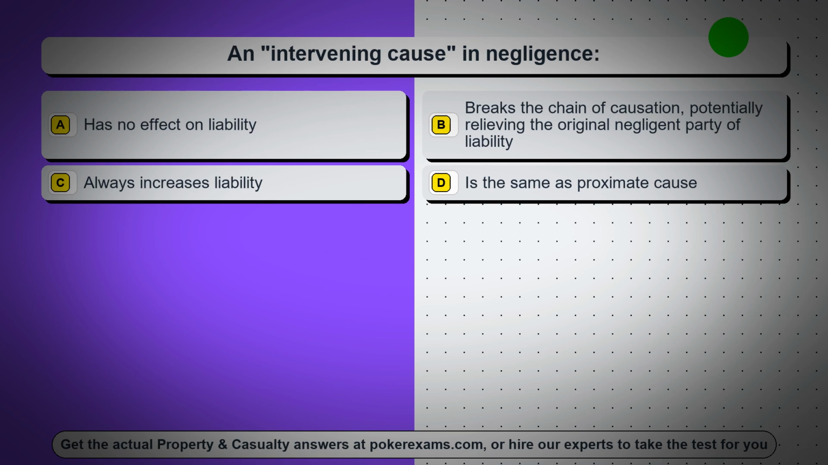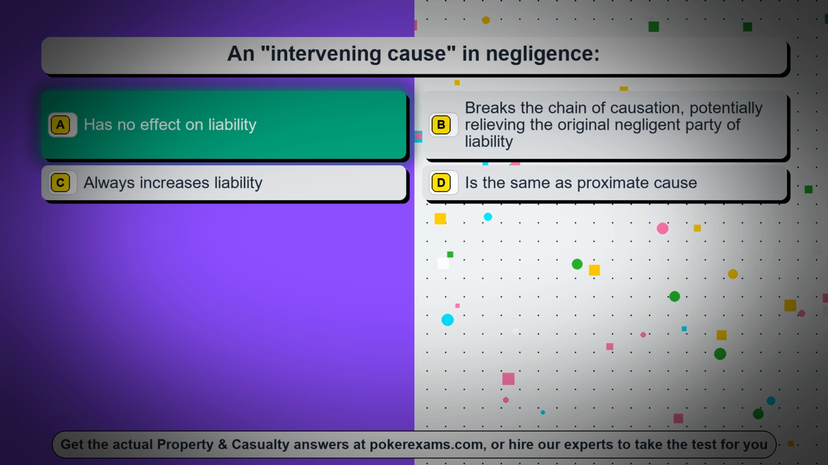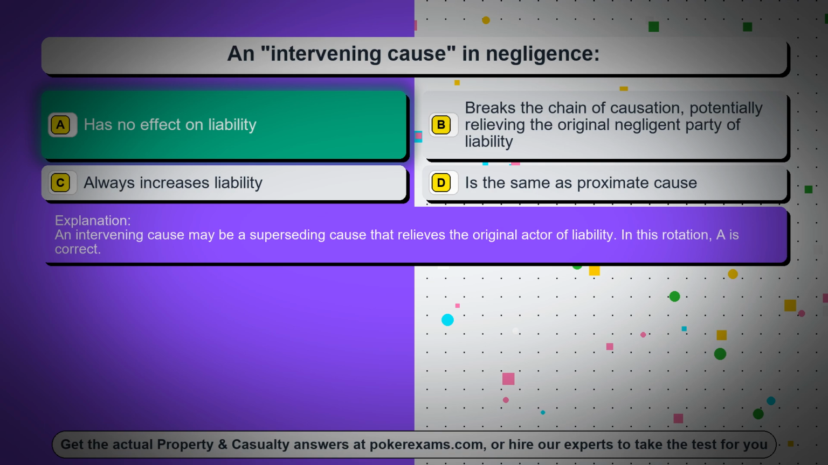Question 95. An intervening cause in negligence, option A, has no effect on liability, option B, breaks the chain of causation, potentially relieving the original negligent party of liability, option C, always increases liability, option D, is the same as proximate cause. The correct answer is option A, has no effect on liability. An intervening cause may be a superseding cause that relieves the original actor of liability. In this rotation, A is correct.